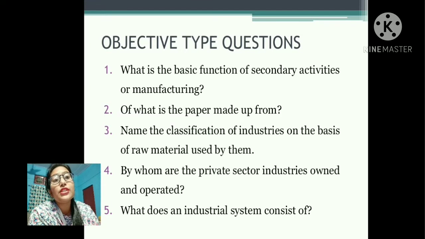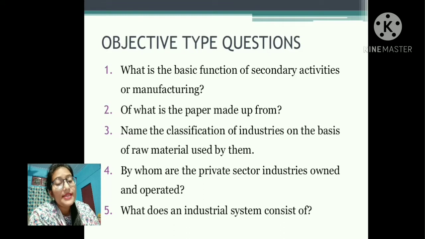What is the basic function of secondary activities of manufacturing? Secondary activities transform the raw materials into final products, something which is more valuable, right? Of what is paper made up from? So students, paper is made up from the pulp, right? Name the classification of industries on the basis of raw materials used by them. So on the basis of raw materials, how are industries classified? As agro-based industries, forest-based industries, marine-based industries and mineral-based industries.